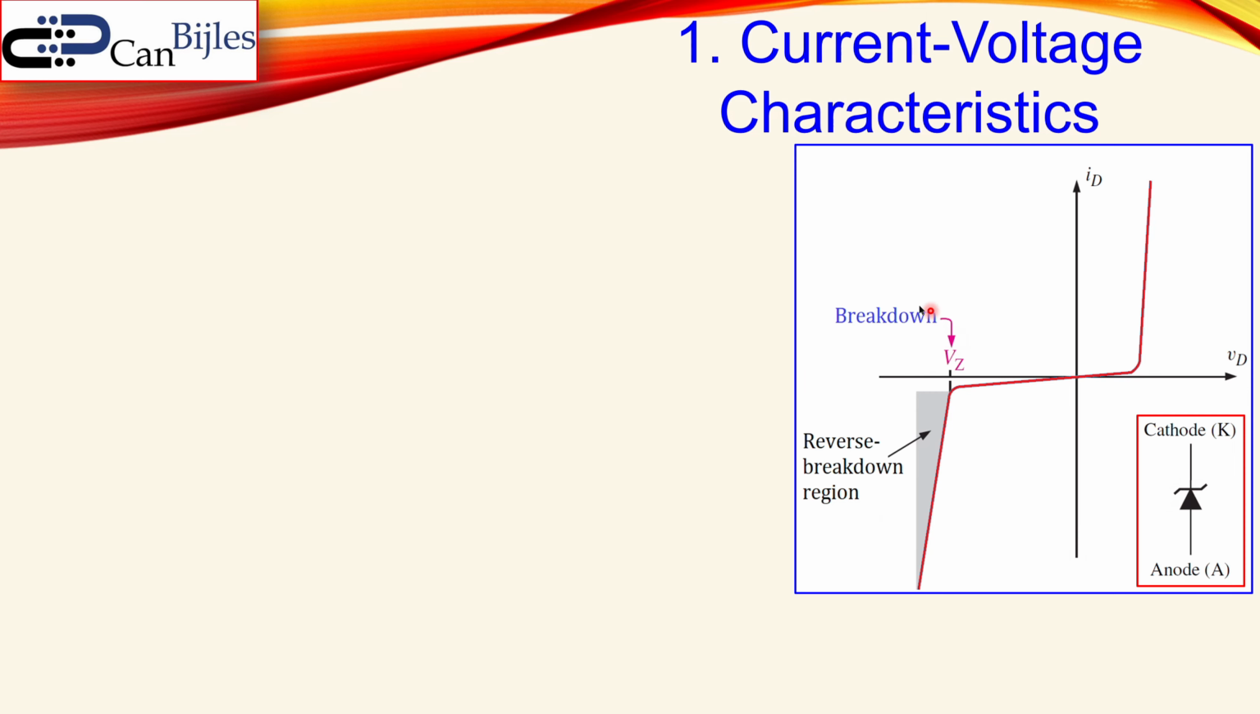You can see several parts. This is the breakdown voltage for the Zener diode. So it is actually used in the breakdown region, not in the forward region. You can use it in the forward region, but it is specifically designed for the breakdown region. And this part is called the reverse breakdown region. And this is the breakdown voltage, also called the Zener voltage.